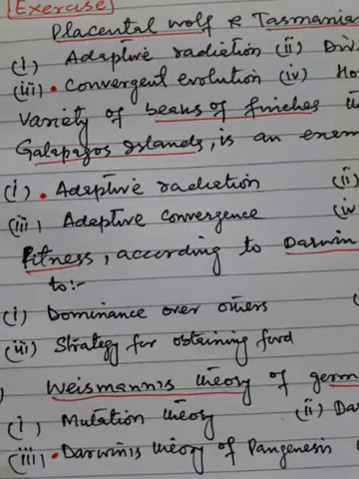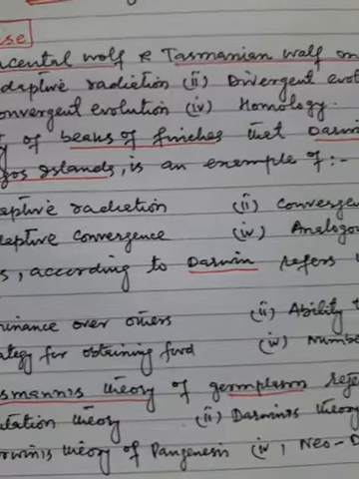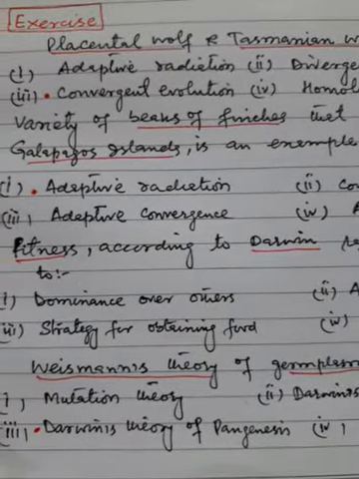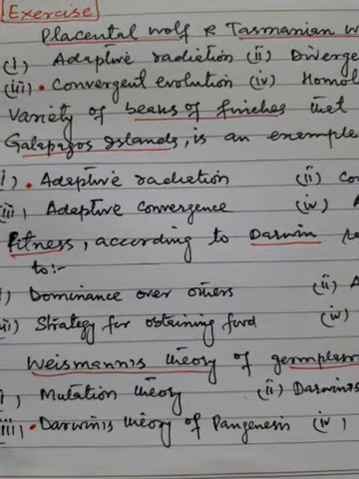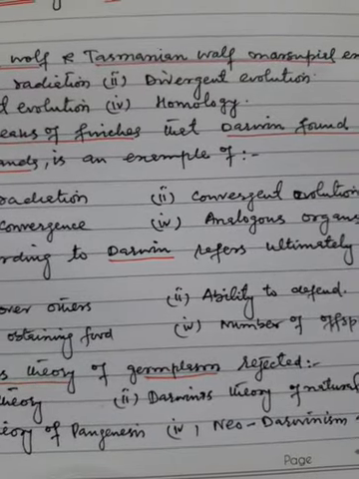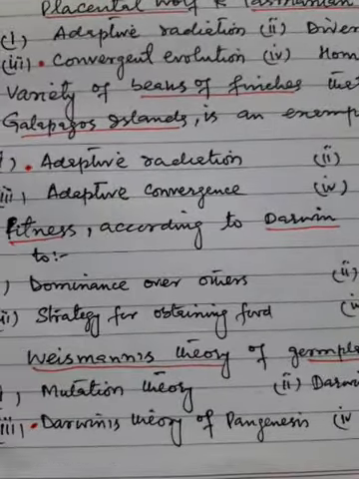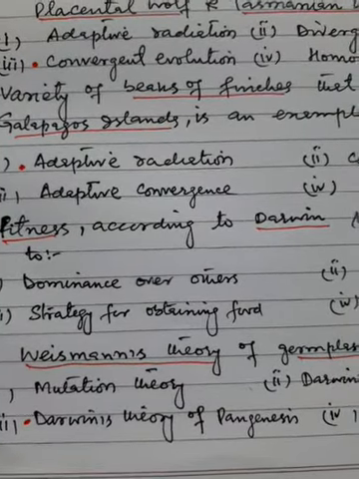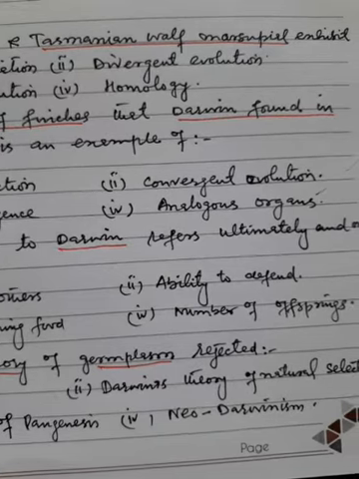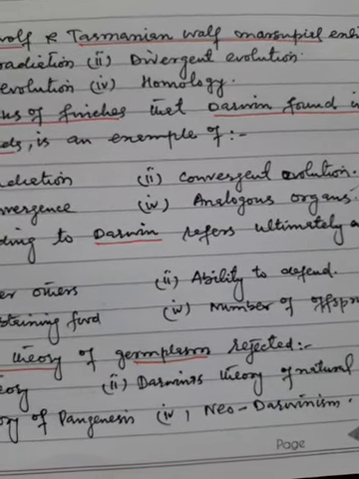Third question. Fitness, according to Darwin, refers ultimately and only to: first option, dominance over others; second option, ability to defend; third option, strategy for obtaining food; fourth option, number of offsprings.